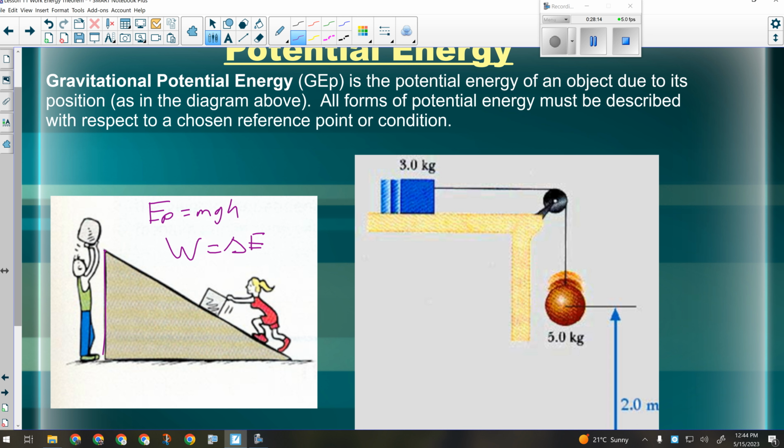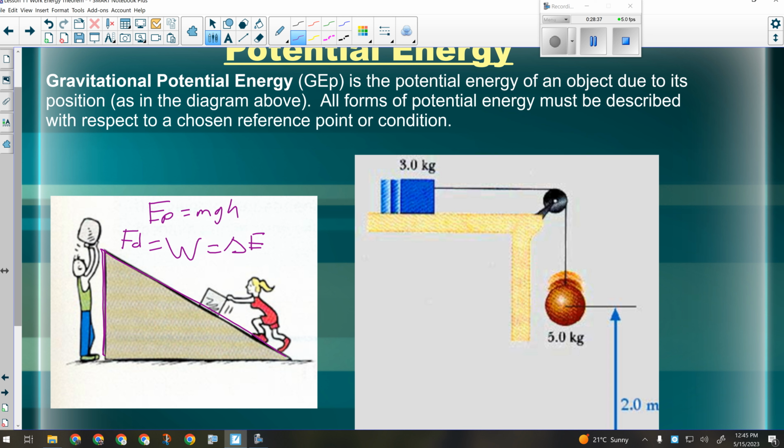Like, which one would be harder? Lifting that big heavy thing to the top, or pushing it up a frictionless ramp to the top? Which would be harder? Lifting it, yeah. Okay, because work is also force times distance. This distance here is shorter than this one.